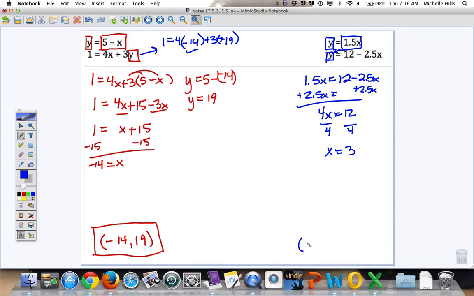As soon as I know part of my answer, I'm going to start it. 3 should go first because it's x. I can plug 3 into either one of these equations to solve for y. I'm going to plug it into the first one. y equals 1.5 times 3. So y equals 4.5. And then to check to make sure my answer is correct, I'm not going to write it out this time, but I would go into this equation and do 12 minus 2.5 times 3, because x is 3, and make sure it equals 4.5, because y is 4.5.